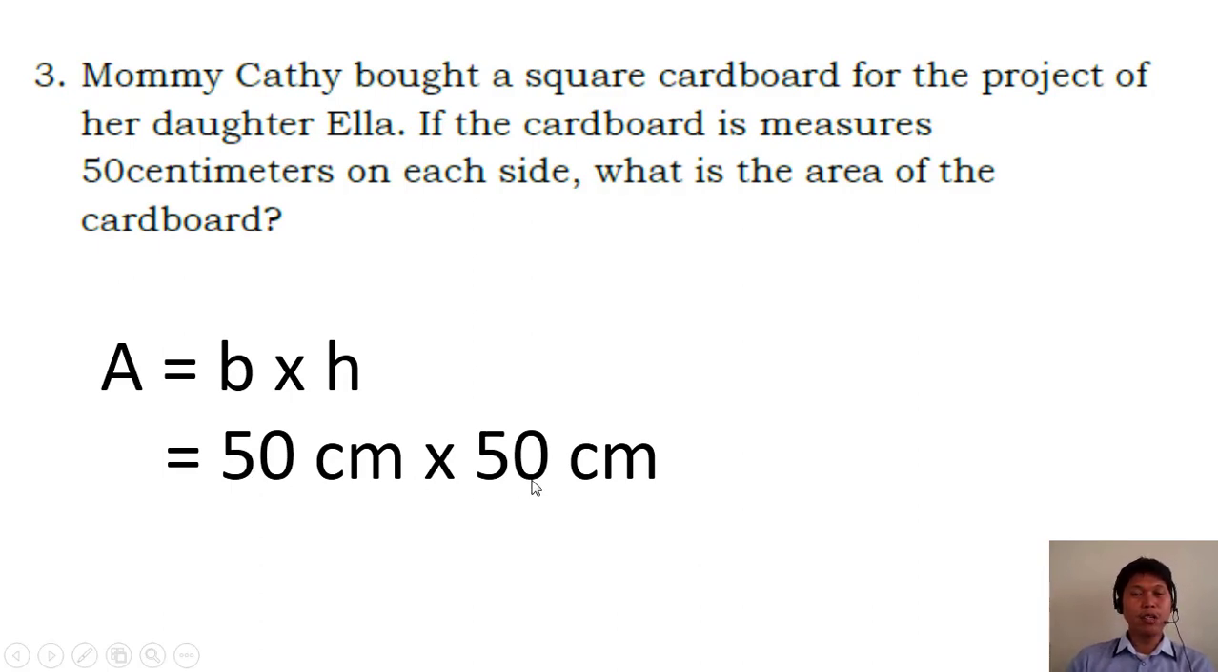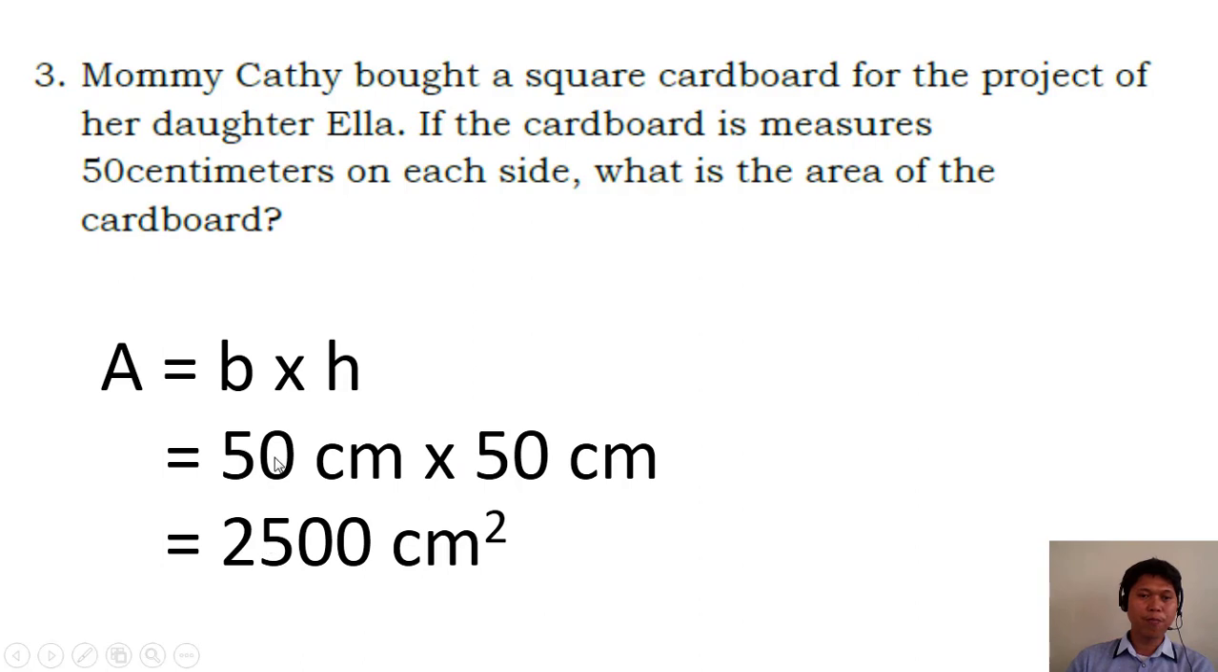We can make use of a shortcut here. We have zeros because we are multiplying multiples of 10. So the shortcut is you just multiply the non-zero digits. We have 5 times 5 is 25 and then add 2 zeros, 1 and 2, because there are 2 zeros in the factors. So 5 times 5 is 25 and then copy this 0 and copy this 0. We have 2,500 square centimeters. I hope that you got the correct answer.